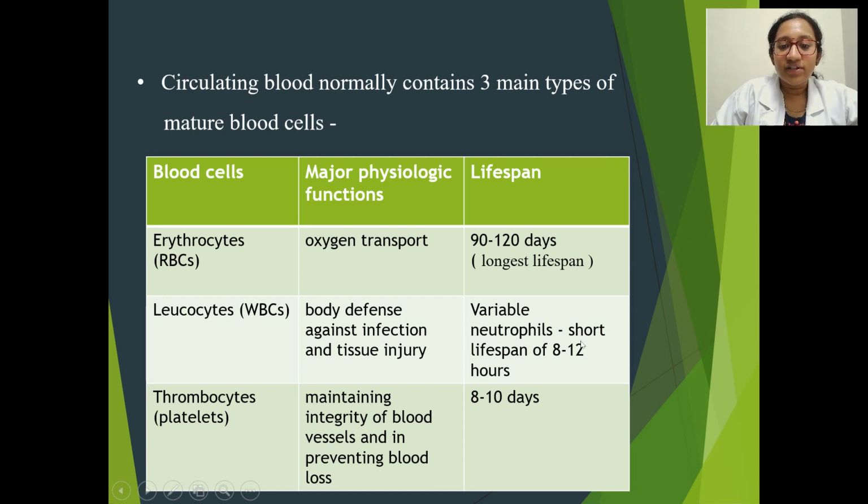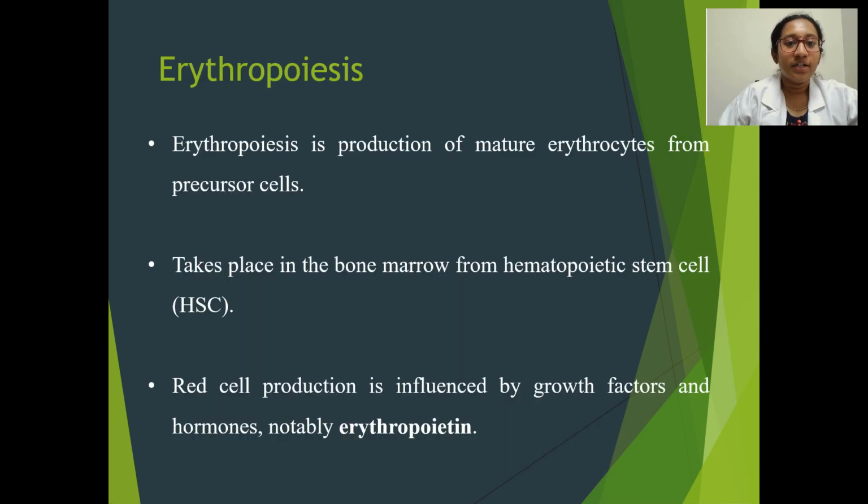Neutrophils have the short lifespan of 8 to 12 hours. Thrombocytes, or platelets, are the third type of blood cells, which are important for maintaining integrity of blood vessels, and they help in preventing blood loss. And their lifespan is around 8 to 10 days. So today's main topic is anemia. So we'll see how the production of RBCs occurs.